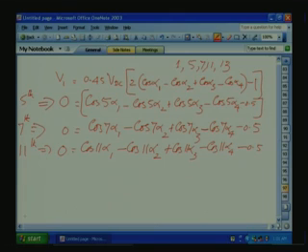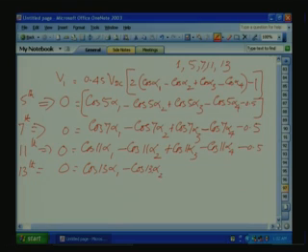Same way, we can also write the 13th harmonic. That also we want to be 0. So, it will be cos 13 alpha 1 minus cos 13 alpha 2 plus cos 13 alpha 3 minus cos 13 alpha 4 minus 0.5.